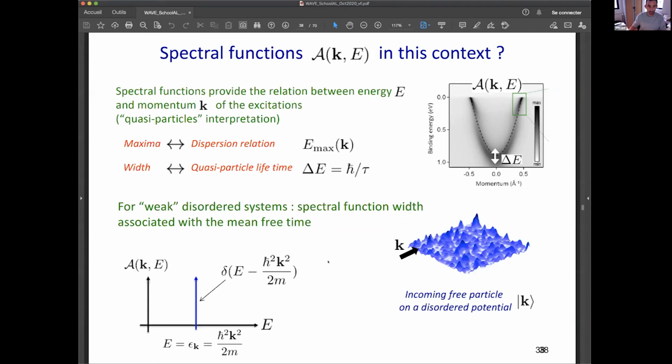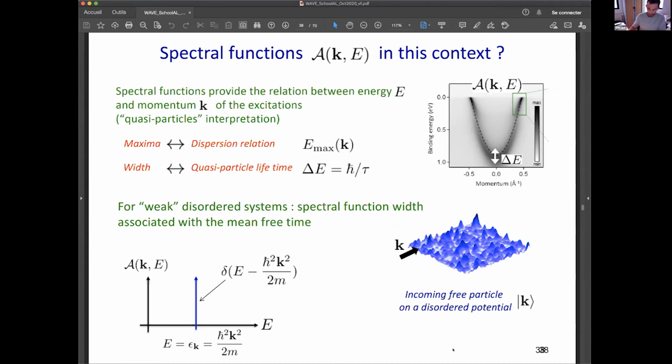So indeed, let me consider a simple situation where we have weak disorder and we send an incoming wave to the disordered system. Before the disorder is switched on, the spectral function is very simple if you have a free state. The momentum K is an eigenstate of the system, so you don't have any energy spread, and the spectral function is just a Dirac delta centered on the kinetic energy related to the K atoms.